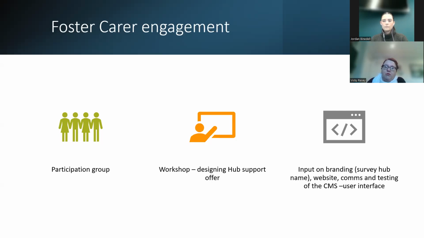And we want our foster carers' input in designing that support offer and what that flow diagram looks like. They will also have input on our branding, the hub name, website, comms, and testing of the case management system's user interface. So the bit that prospective foster carers use, we'll ask for their help on testing that to make sure that works and gives a positive experience for prospective foster carers.